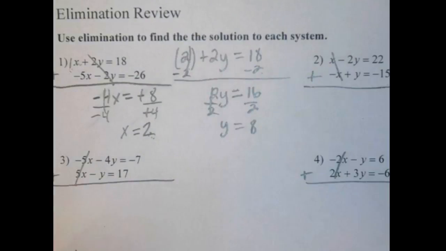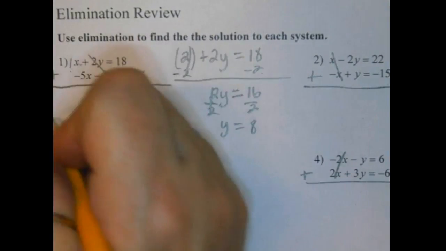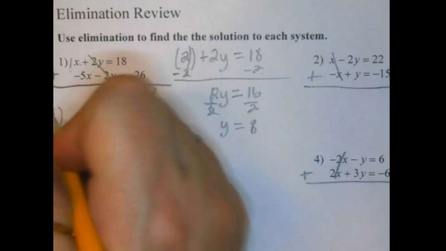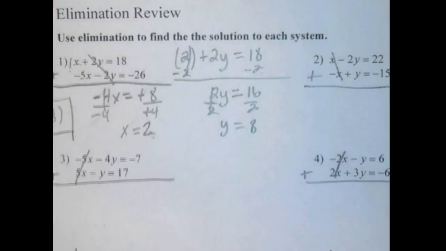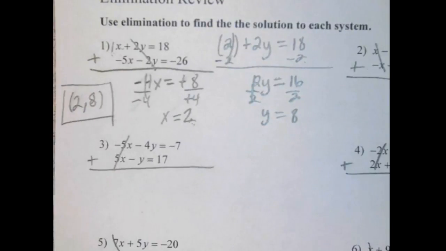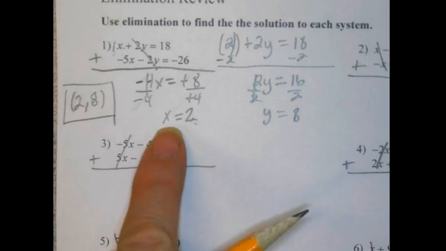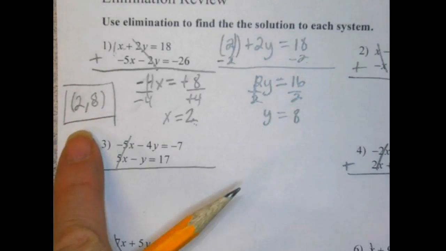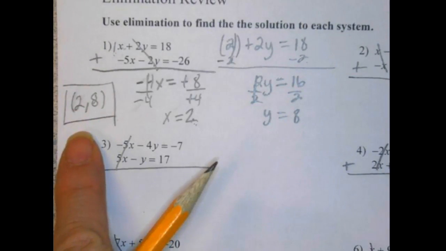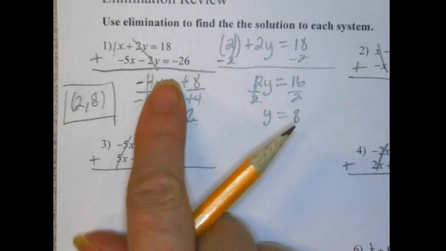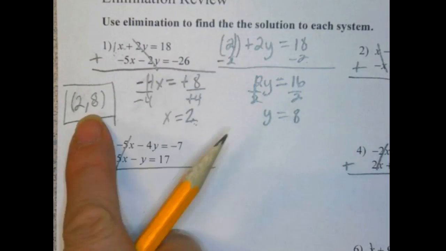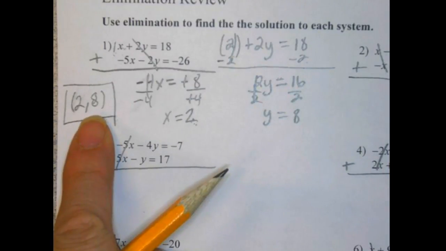Y equals 8. So my answer in the form of an ordered pair is 2, 8, right? And there's my, oops, can you see that? 2, 8. That's my answer. My x is equal to 2, my y equals 8. I write it in the form of an ordered pair. So if I were to graph these systems of equations, this is where they would intersect. Okay?